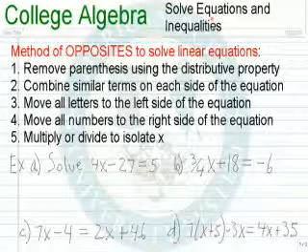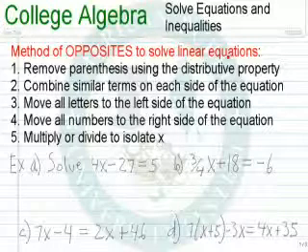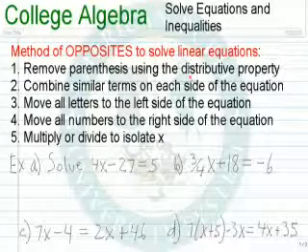Now we want to solve equations and inequalities. First, we have the method of opposites that we use to solve linear equations. We remove parentheses using the distributive property, combine similar terms on each side of the equation, move all letters to the left side of the equation, move all numbers to the right side of the equation, and then finally multiply or divide to isolate x. Many times we can skip some of these steps.